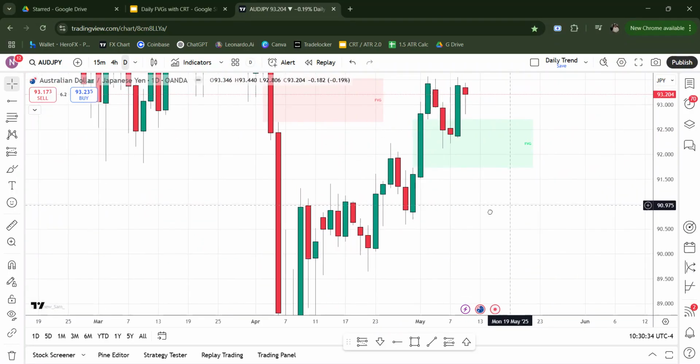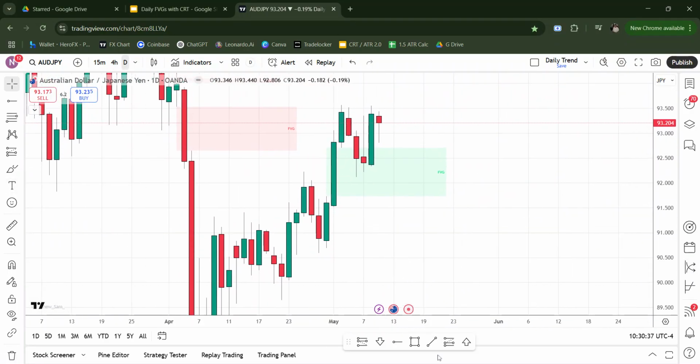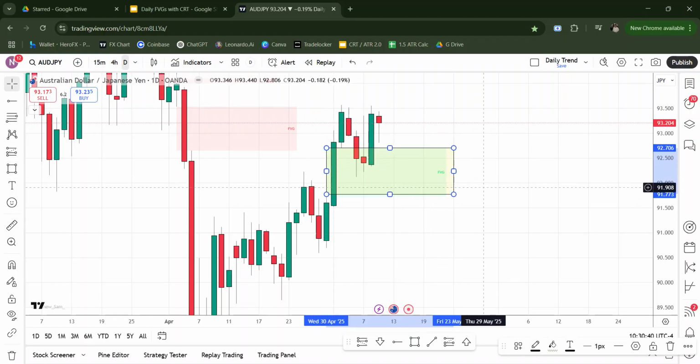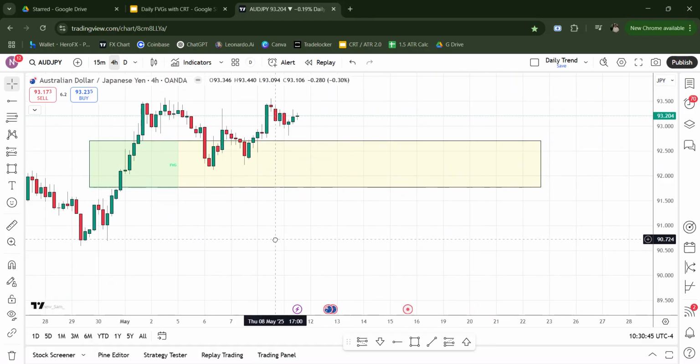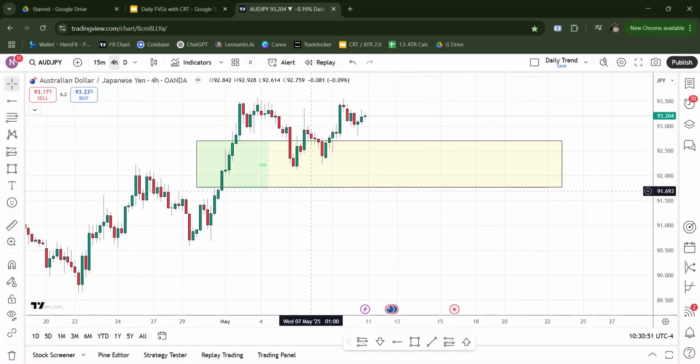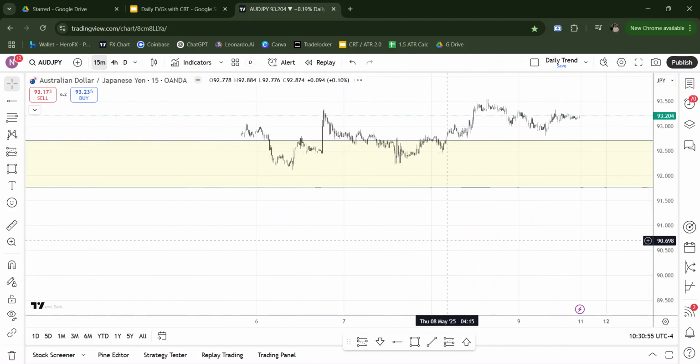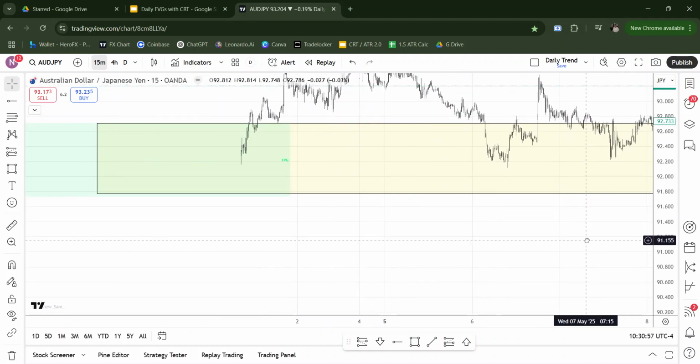And let's just verify this with a quick box. So see how this is a daily fair value gap right there? So then when I drop down to the 4 hour, still there. This is the only fair value gap I'm interested in. I don't want to see 15-minute fair value gaps, 1 minute fair value gaps. I'm only interested in this type of setup right here. Even if I drop down to the 15-minute chart, that fair value gap is still there.